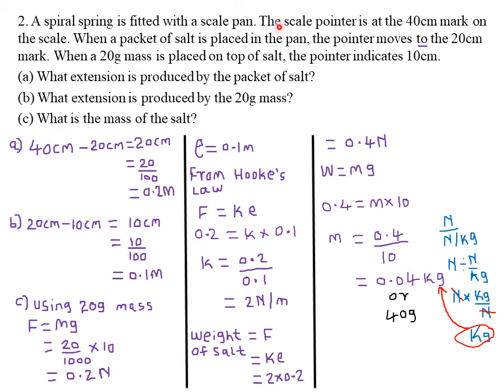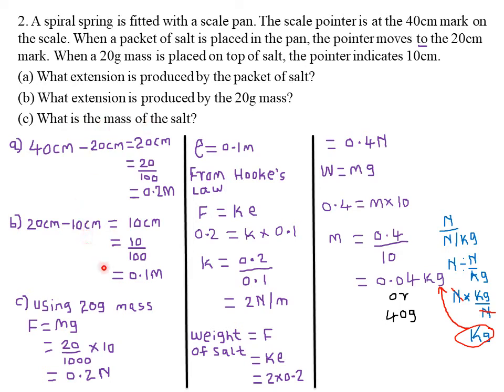Now when we add the 20 gram mass, the spring stretches from 10 to 20 centimeter. So the extension, that is for part B, is 20 centimeter minus 10 centimeter, which gives us 10 centimeter. To convert it into its SI unit, we convert it into meter by dividing by 100, which gives us 0.1 meter. Then for part C, we are required to find the mass of the salt.